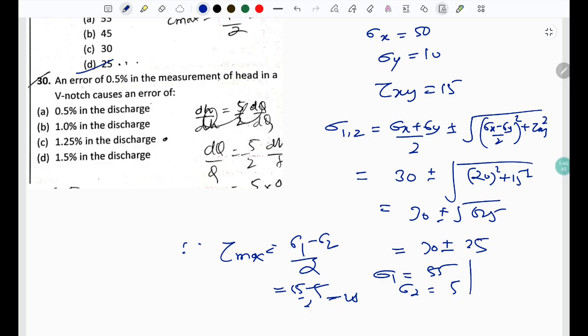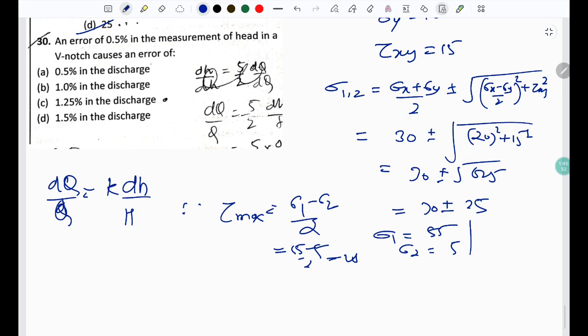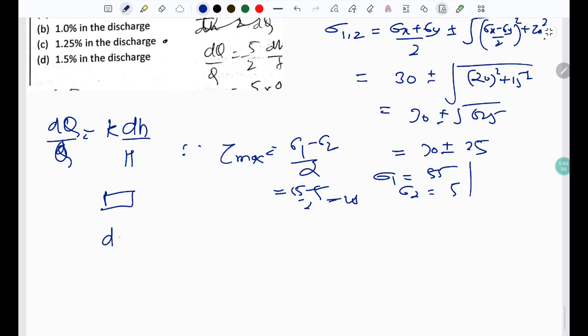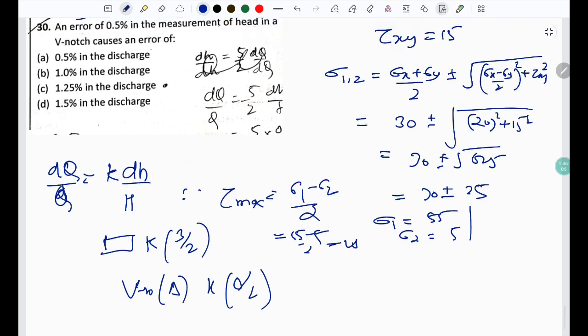An error of 0.5% in the measurement of head in a V notch causes an error of what? Now for a V notch, we know the error in the discharge, dQ by Q, is given by k dH by H. If it is a rectangular weir, then the value of k is 3 by 2. But if it is a V notch or a triangular weir, k is 5 by 2, which applies in this case.